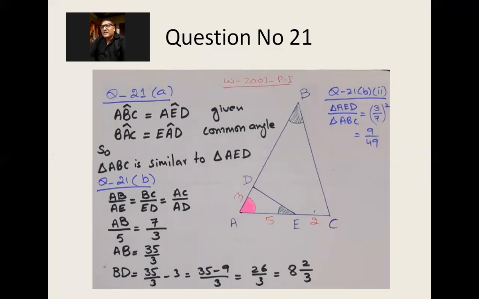And the third part, the B second part, that was easy. If you know that these two triangles are similar, the area ratio will be equal to the square of the ratio of their sides. So hopefully you have understood question number 21. Let's move to the next question.